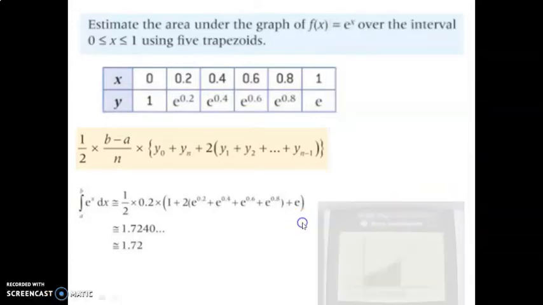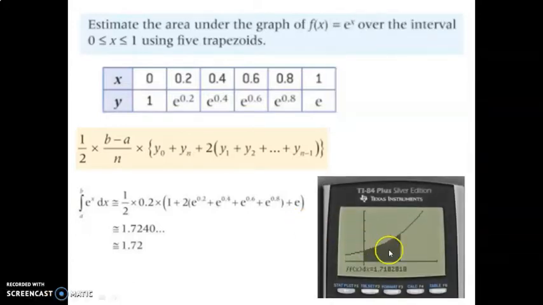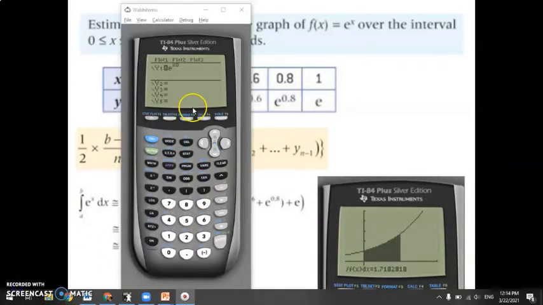Okay, so now, just to confirm, you can also run that on your calculator. Let me show you how to do that. I'm going to graph e to the x. There's e to the x. I'm going to graph that. It's taking time. There it is. Exponential growth curve.